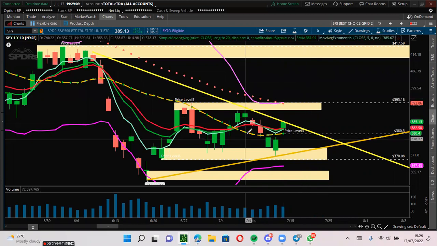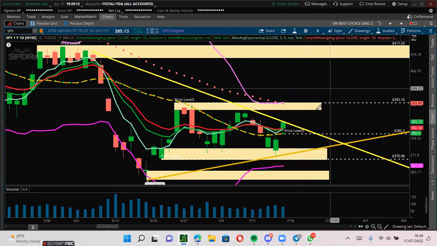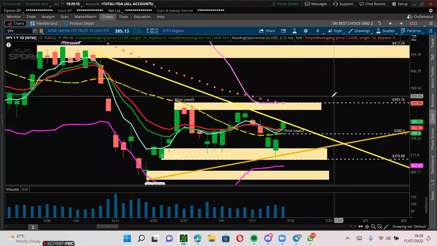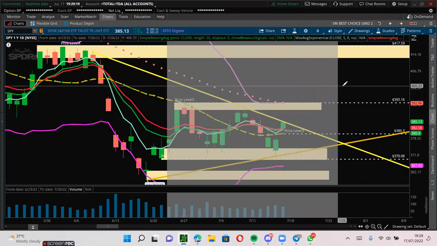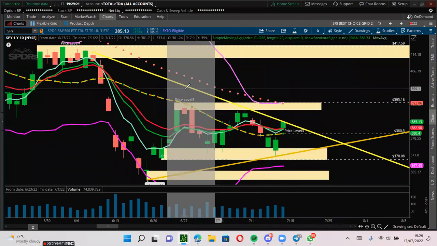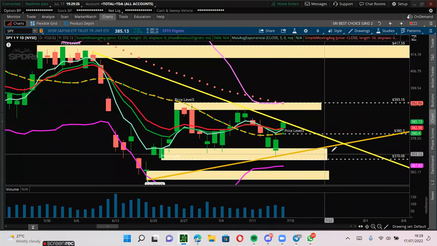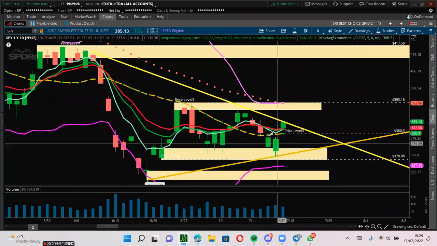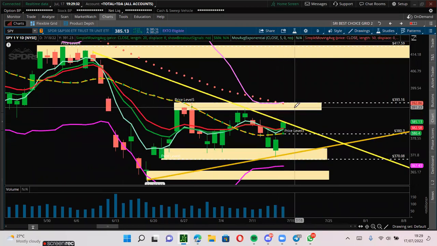And if you look, it is actually trying to break out. Some people even call this a triangle, it is forming a triangle. But eventually, if we see right here, it is trying to find support on this trend line and eventually trying to gap up.